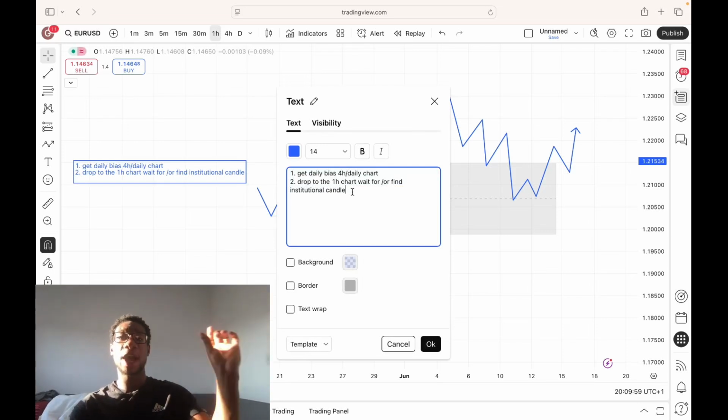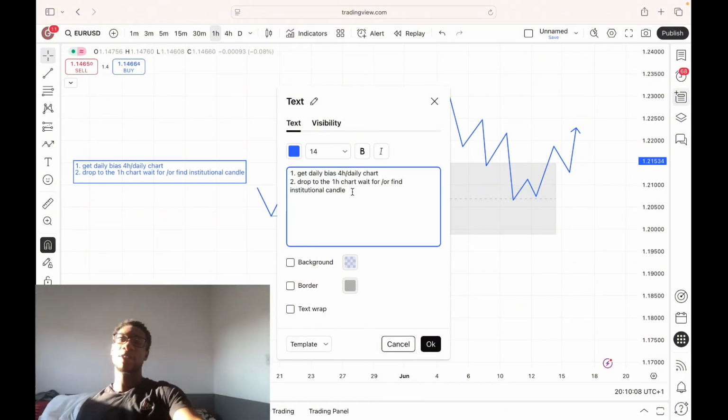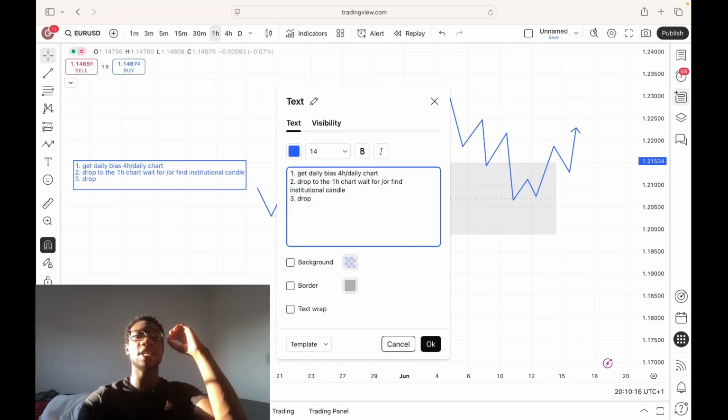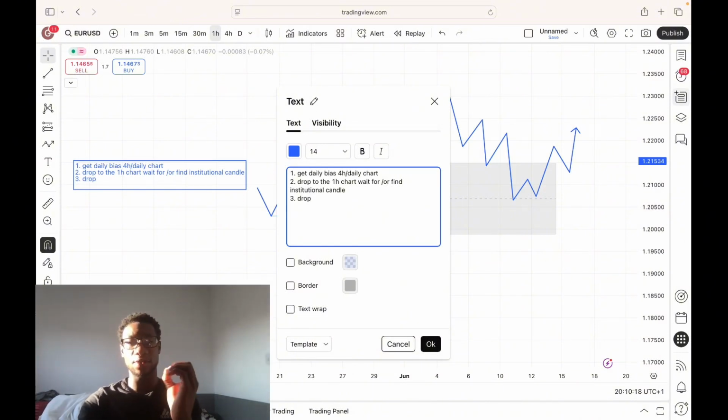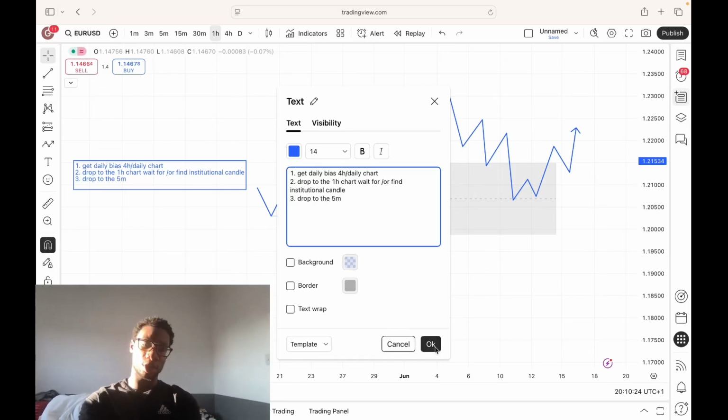And I've explained to you how to find the institutional candle, and I will put the steps in the description. Not just the steps for the whole strategy, but the steps in between the lines, because these steps 1, 2, 3, etc. Now obviously we're going to drop to the 5-minute chart. These steps don't include how to actually get an institutional candle, how to find it. Now the juice, we're getting closer to it.